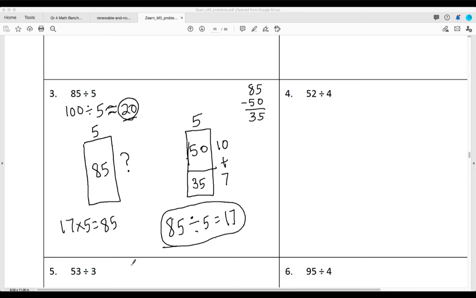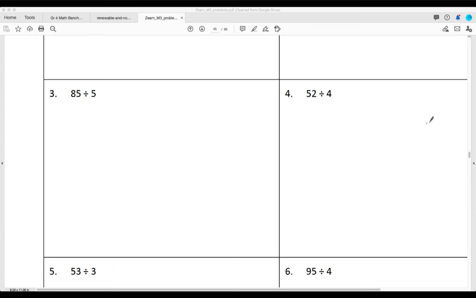All right? All right, I'm going to skip number 4, just to save a little bit of time. I want to get to one that has a remainder, a leftover, and show you what's going to happen when you have a remainder. Number 4 will not have a remainder, but I believe number 5 will. So let's go down to number 5.